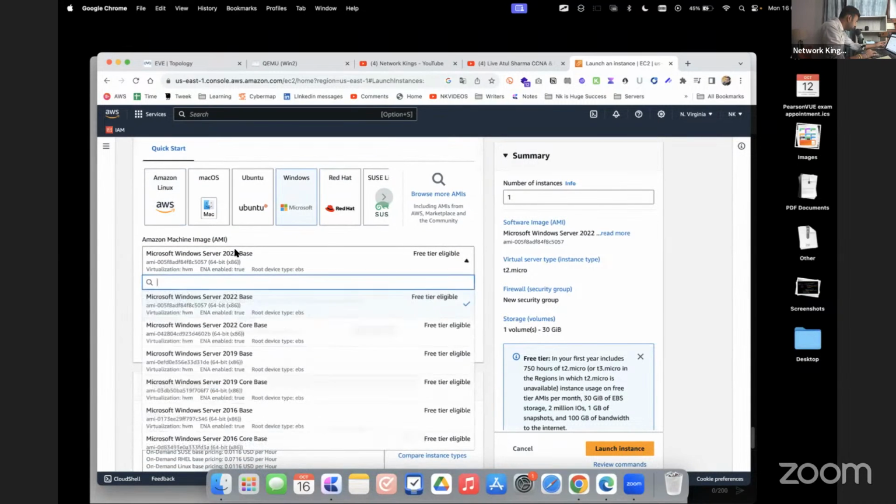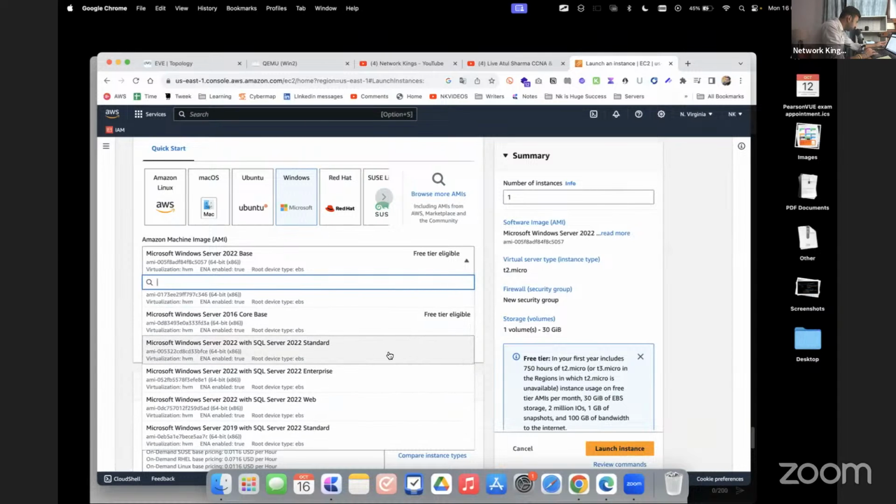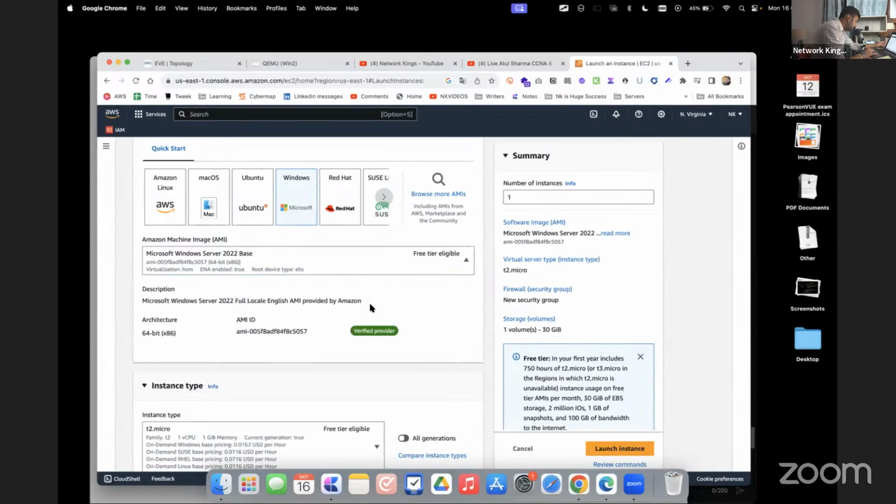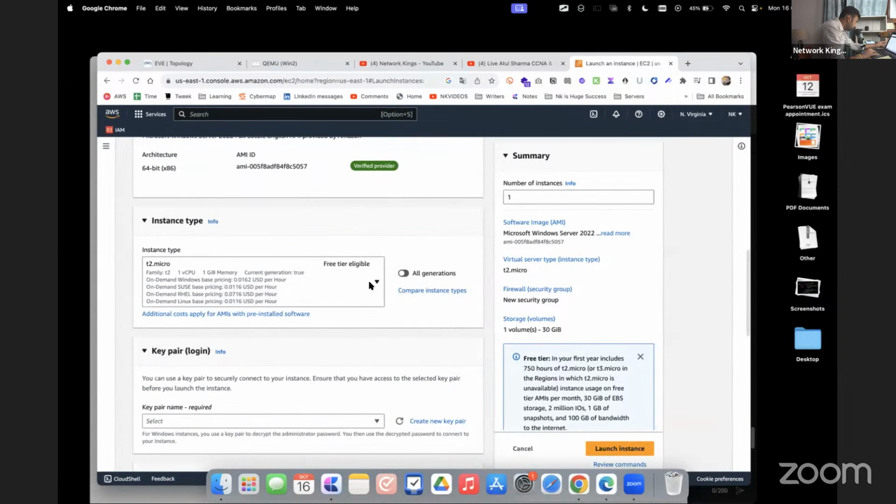And in the Windows machine, you want to use Windows Server 2022. You can see free tier eligible. Always remember you have to use the free tier eligible, because otherwise it is going to charge your credit card or debit card. तो आपने हमेशा free tier वाला चलाना है. So let me start a free tier one. You can see it's also written free tier.